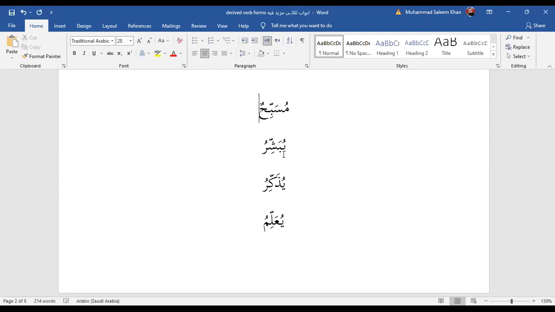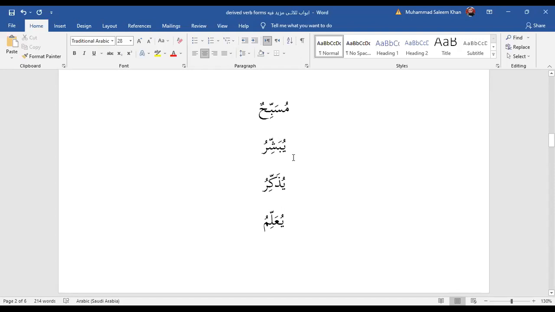In fact, it's the same for all the rest of the derived forms of the verb. This is how we are going to make ismul fa'il. So today we focus on ismul fa'il, and tomorrow, inshallah, we will talk about ismul maf'ul. So how do we make it? We take the mudari, which is yusabbihu. We change yu with mu, mim with dhamma, and then in the end we put tanween, and it becomes ismul fa'il.